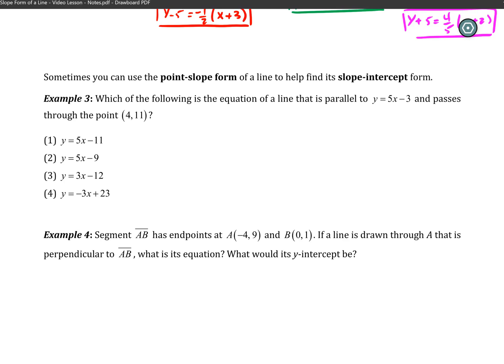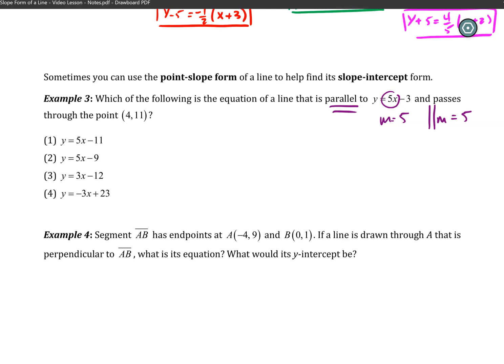All right, so what do we got here? We've got: which of the following equations of the line is parallel, keyword, parallel to this line, and passes the point (4, 11). So to find my m, I have to utilize it here. The m in this problem is 5. My parallel slope, as we know, parallel lines have equal slopes, so that's also going to be 5.